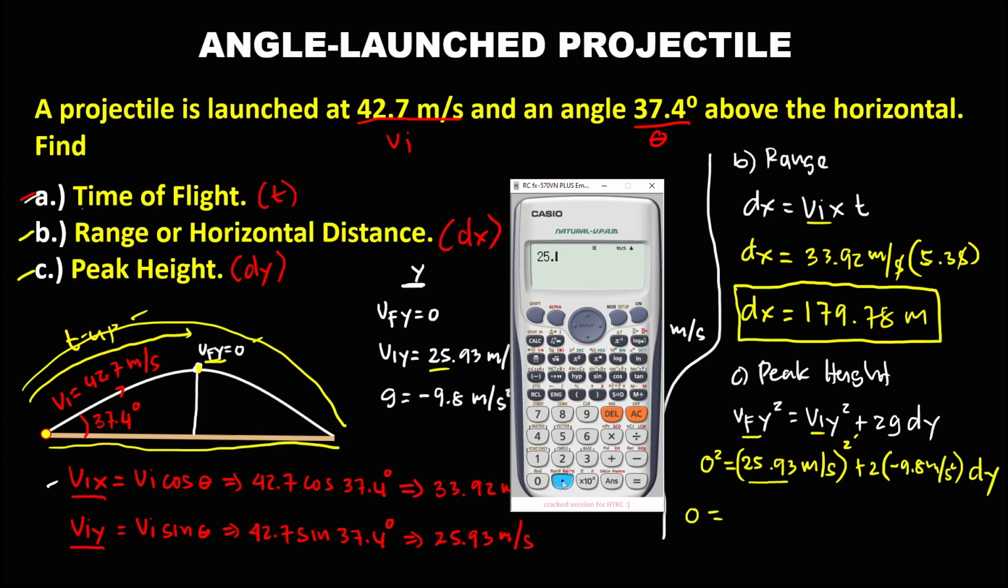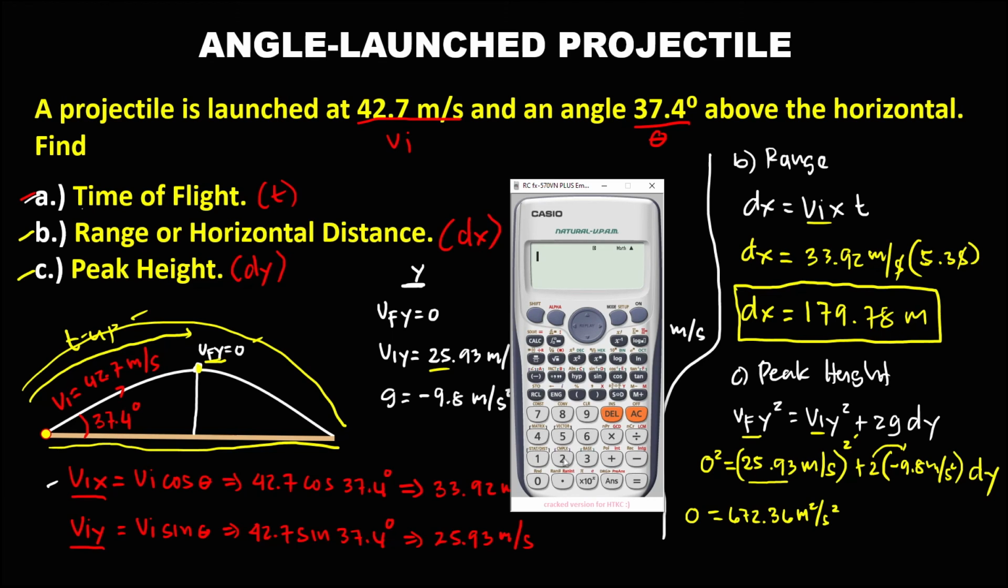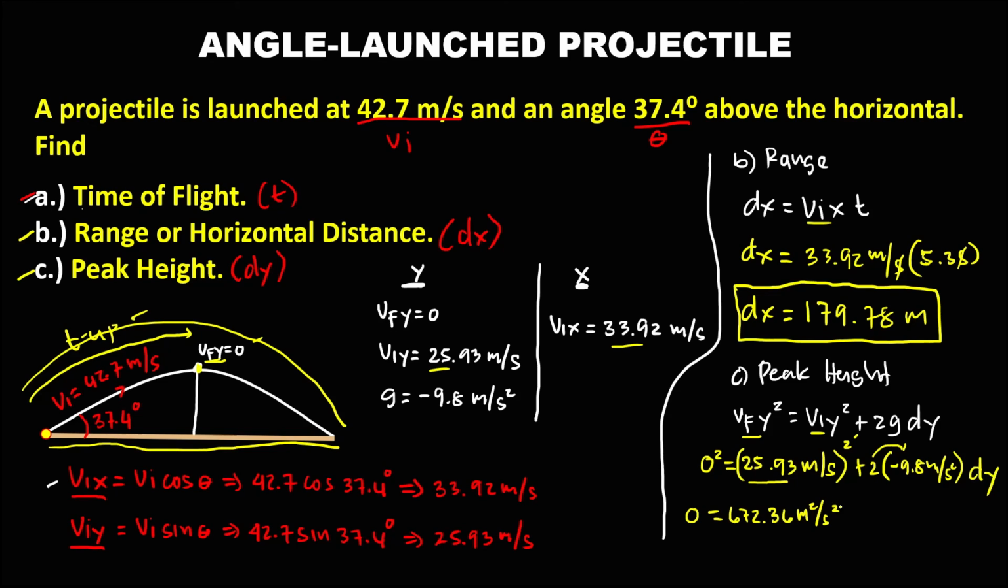25.93 to the power 2 is equal to 672.36 meters squared per second squared, and this 2 times negative 9.8 is negative 19.6 meters per second squared, times the dy.